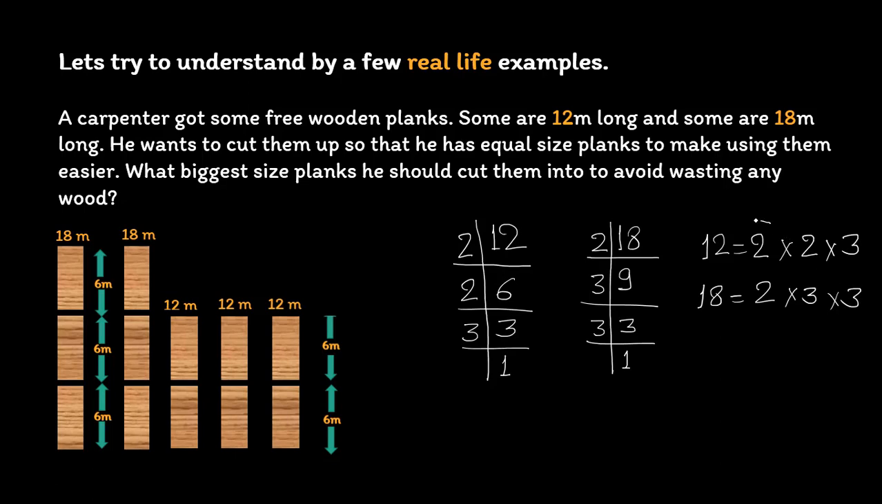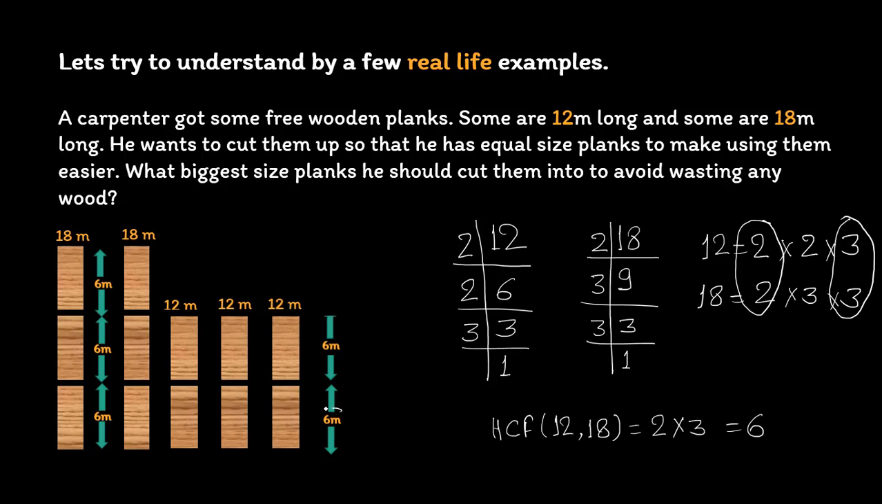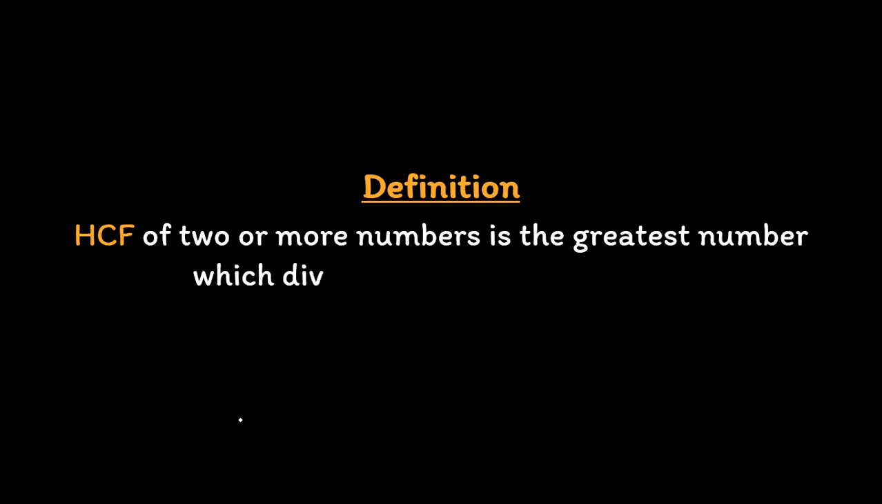The next step will be, we take common factors of both the numbers, which in this case are 2 and 3. So HCF of 12 and 18 would be equal to the product of these two numbers, which is equal to 6, and this is our answer also. So let's look at the formal definition of HCF. HCF of two or more numbers is the greatest number which divides each of them exactly.